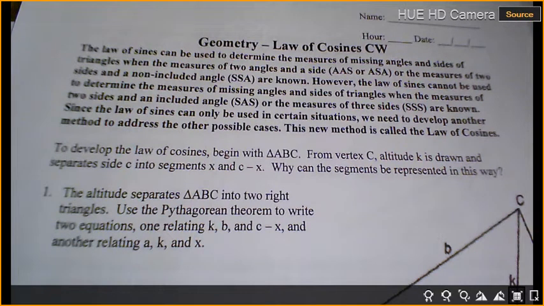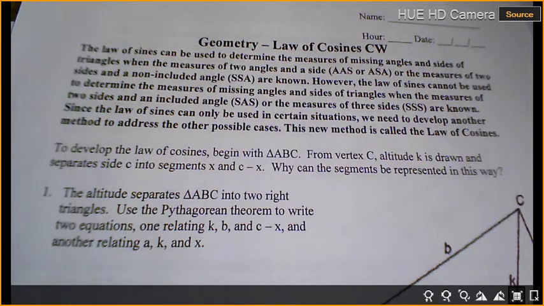The law of sines can determine the measure of missing angles and sides of a triangle when the measures of two angles and a side are known. So if you have two angles and a side, whether the side is in between the two angles or not, you'd use law of sines. Or the measure of two sides and a non-included angle, like side-side-angle. However, the law of sines cannot be used to determine the measure of a missing angle and side of a triangle when the measures of two sides and the included angle, side-angle-side, or the measures of three sides, side-side-side, are known.